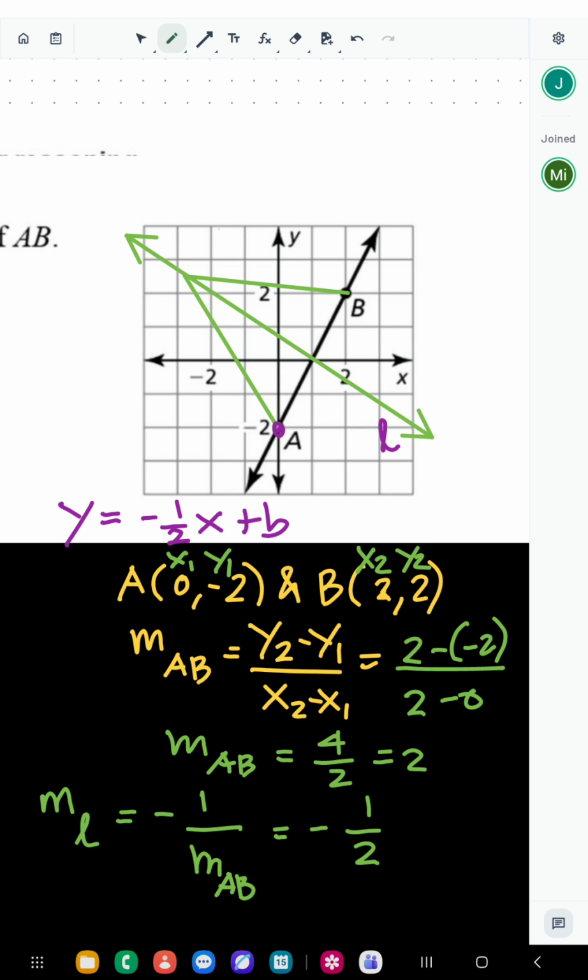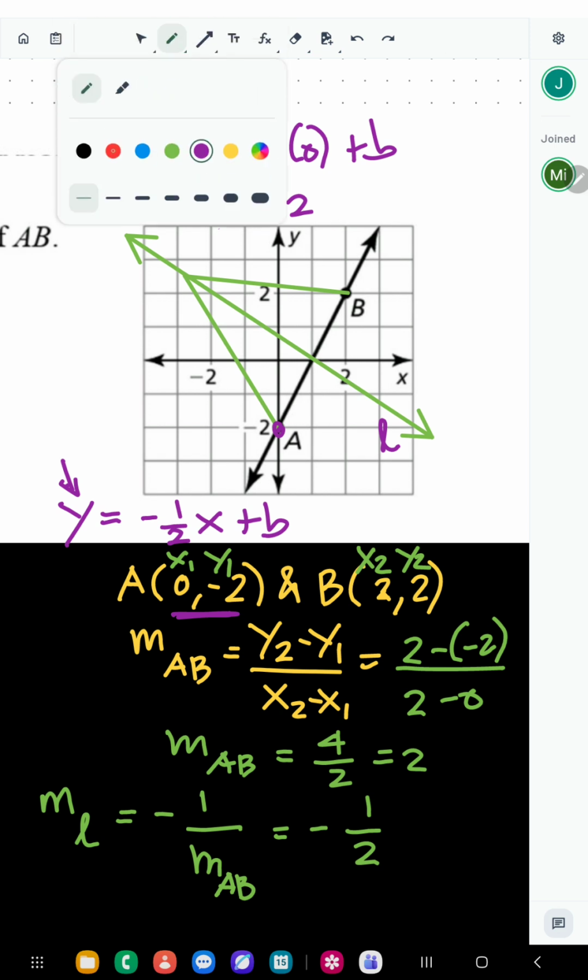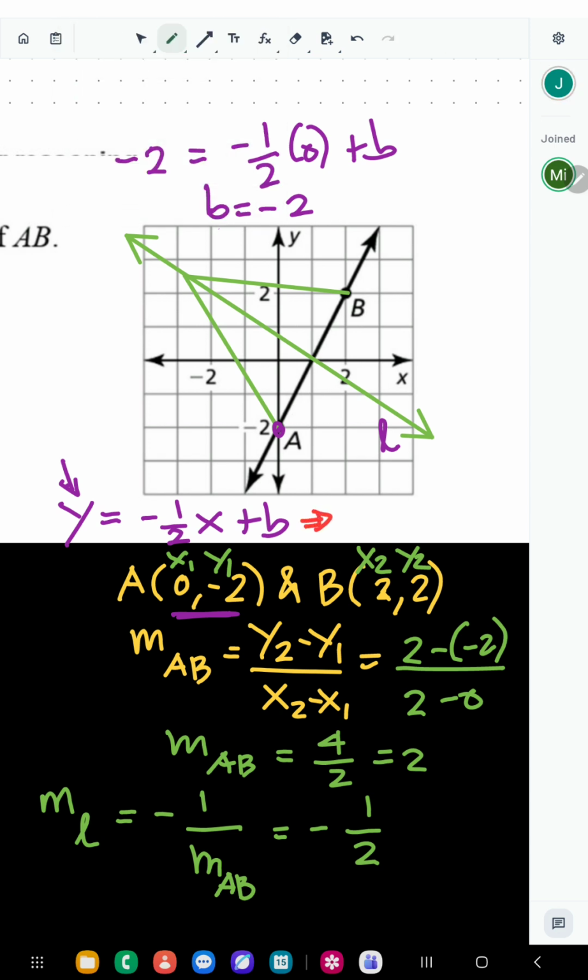You can choose any of the points. Let's say we choose (0, -2). So we plug into this equation: -2 = -1/2 times 0 plus b. So b is equal to -2. Therefore, the equation of the perpendicular bisector is just y = -1/2 x - 2. That one.